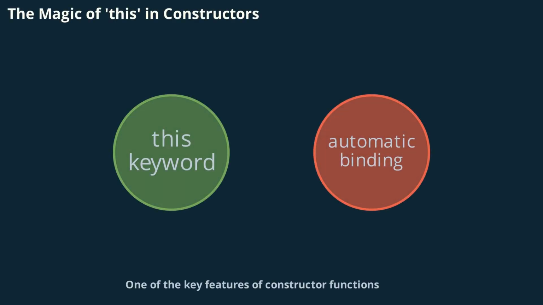One of the key features of constructor functions is the automatic creation and binding of this. When you call a constructor with new, JavaScript creates a new object and binds this to it.